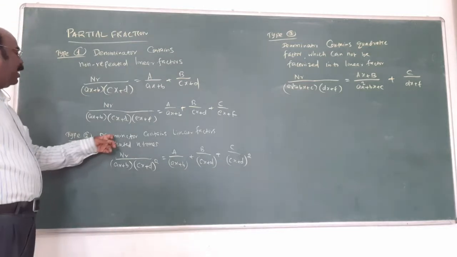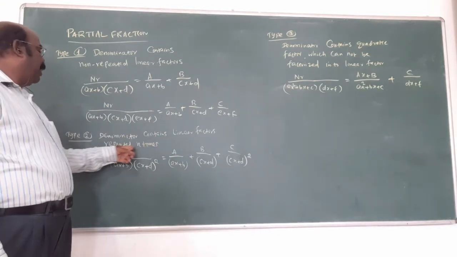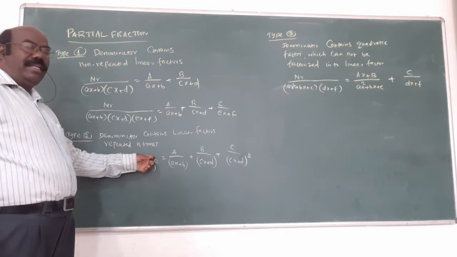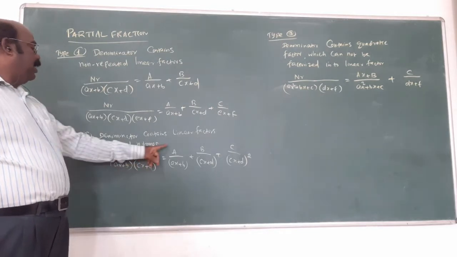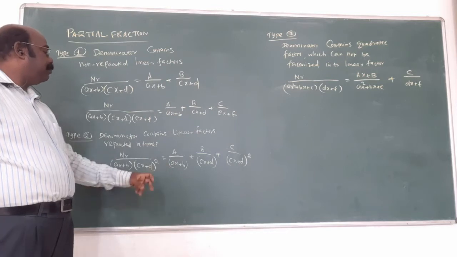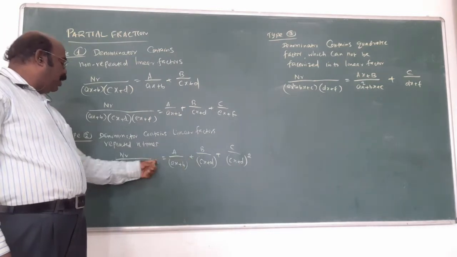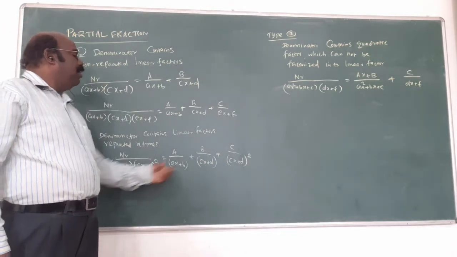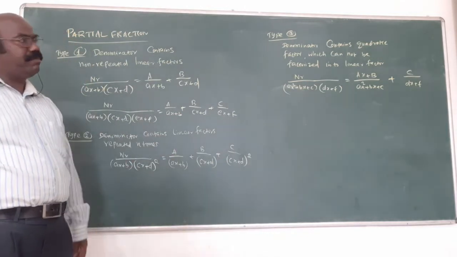Next, the denominator contains a linear factor repeated. That is what? The first linear factor, this is the whole square. That is what? A by the first linear factor, B by the linear factor without square, and the third one is what? C by the one with the square. In this way it goes.